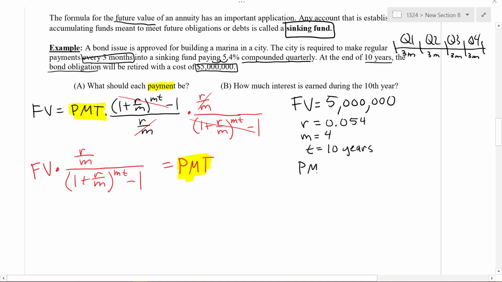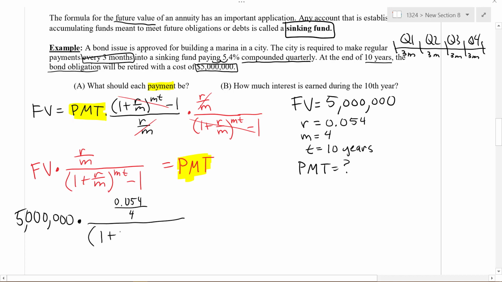Okay, so the only thing we don't know then is the payment, and so that's what we're going to solve for. So we're going to plug everything in and see what we get for that payment. So our future value is $5 million. Multiply that times that fraction. That's my R value, divided by an M value of 4.